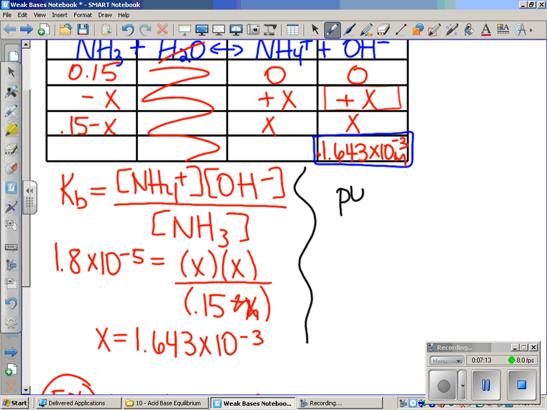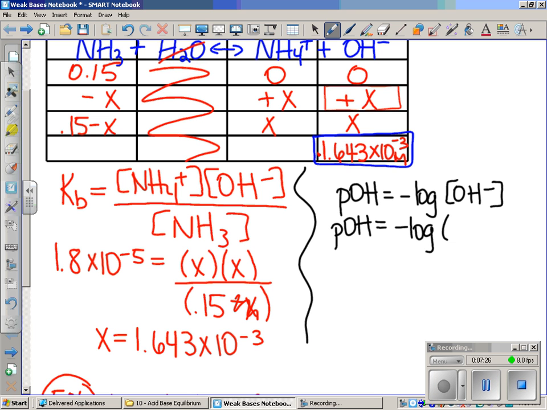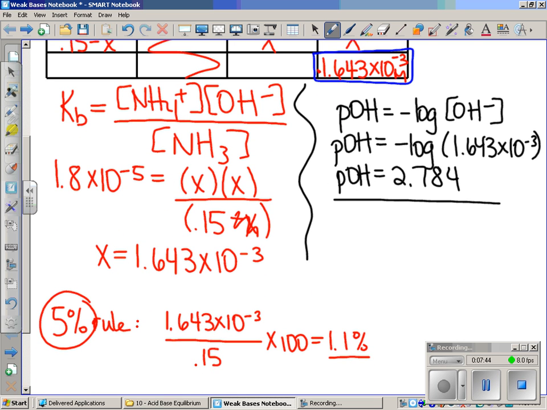Multiple ways to do this. You can do whatever way you'd like best. I'm going to use that pOH equals the negative log of OH minus. So if I plug in my concentration here, I'm going to get negative log of 1.643 times 10 to the negative third. Okay, and then we get a pOH equal to 2.784, like so.